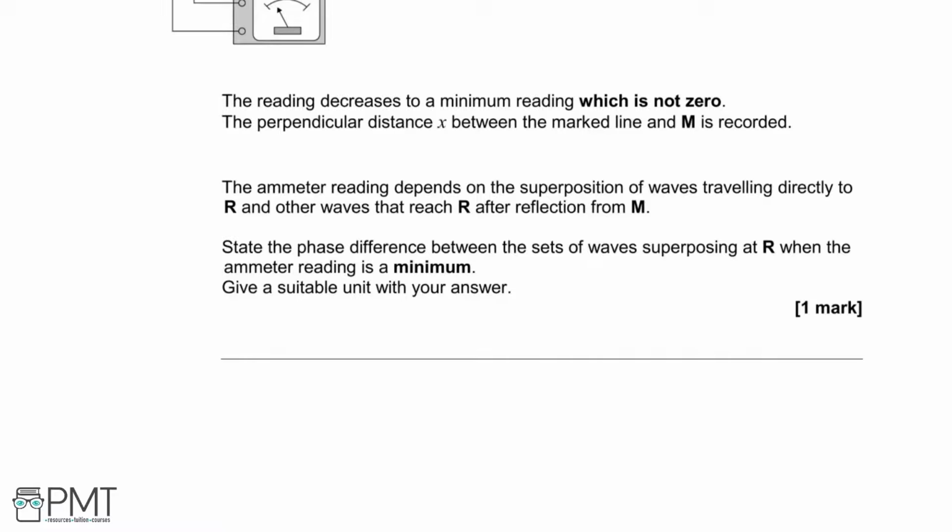Now what we should be able to see without even looking at this diagram is that when there is a minimum ammeter reading, there will be a minimum amplitude of this superposed wave. The waves will be arriving at R in antiphase, which means that their displacements will act to oppose each other and create a reduced amplitude of the wave, resulting in a much lower current reading on the ammeter. So the phase difference should be either pi radians or 180 degrees. And you'll get 1 mark for saying either of those things.